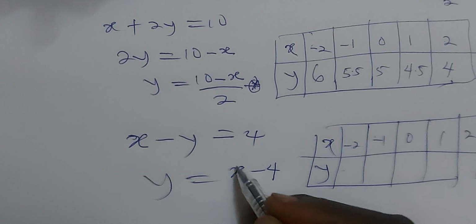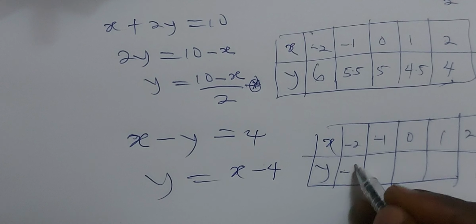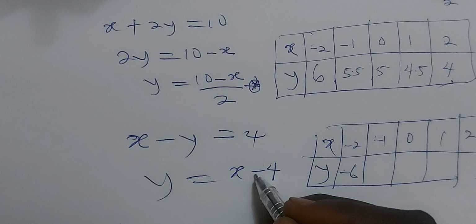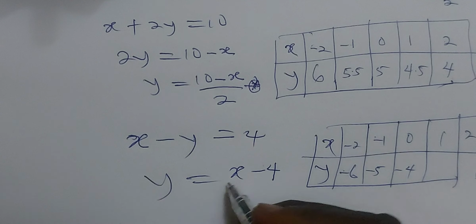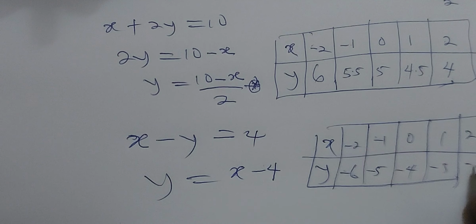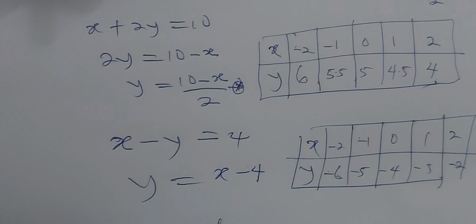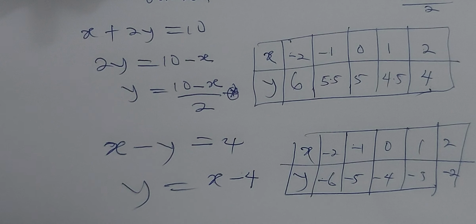So when you put minus 2 here, minus 2 minus 4, you have minus 6. Minus 1 minus 4, you have minus 5, minus 4, minus 3, and minus 2. That is the value in your table. Okay, and so now we need to plot the graph.